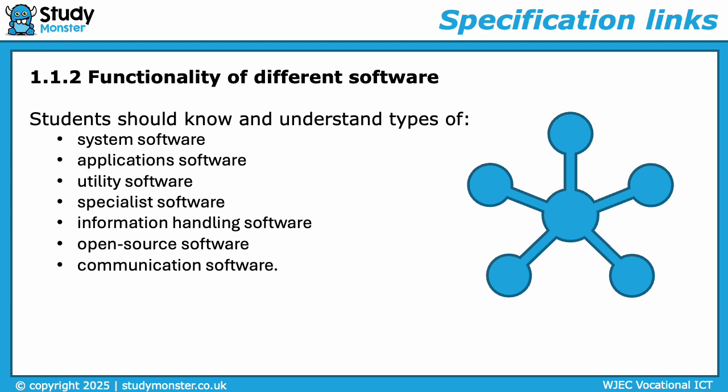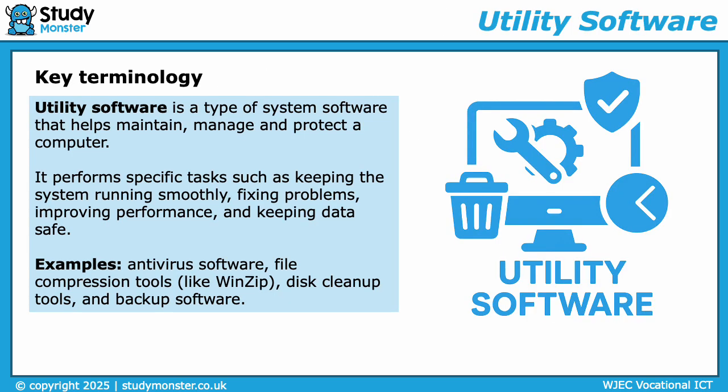So the last video we looked at functionality of different software and we focused in on system software. We talked about how utility software is a type of system software, but there's very clear roles for both of them, system software and utility software. So we're going to focus in on utility software today.